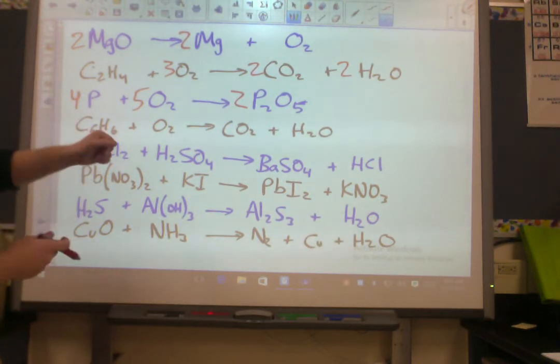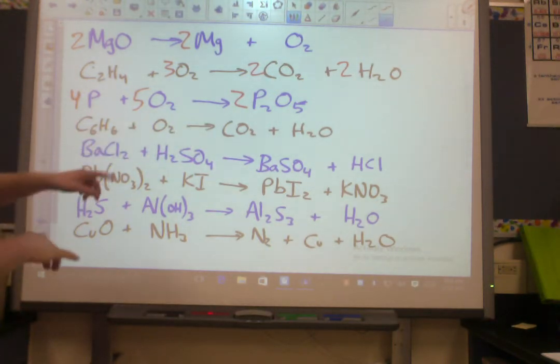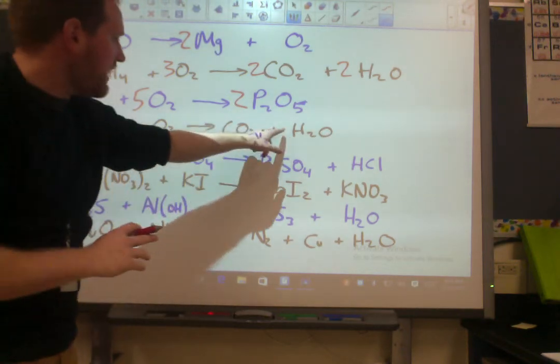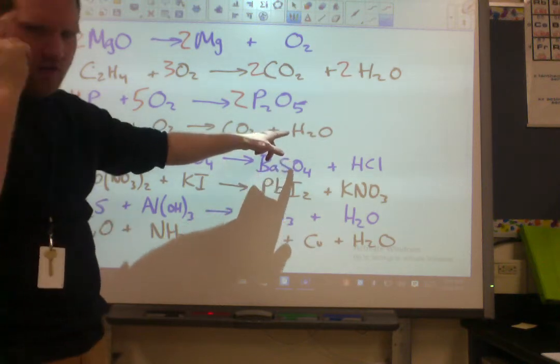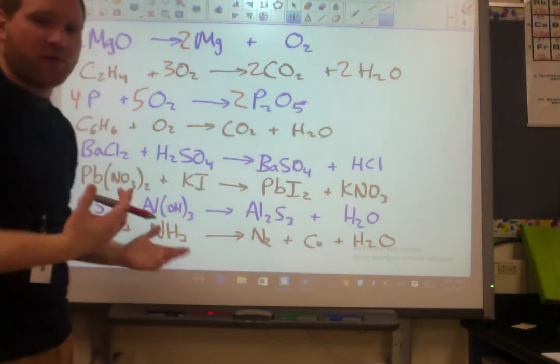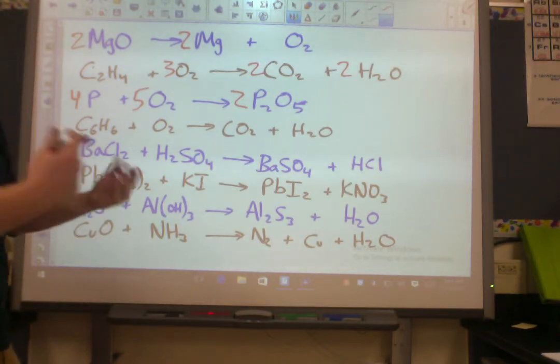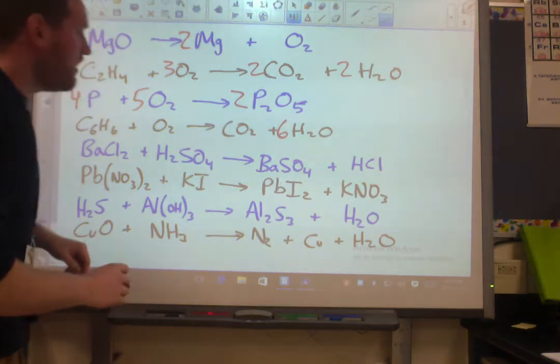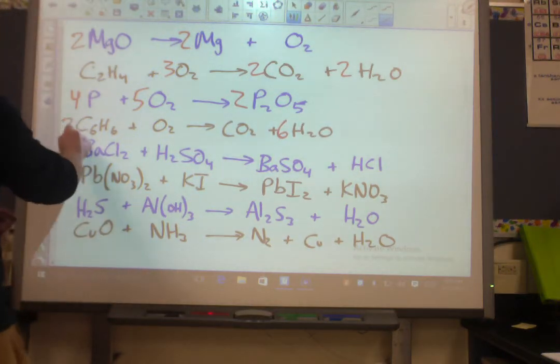Okay. For this next one, another combustion reaction, C6H6. Well, let's see, H6, H2. So I would put a 3 here, but already I'm thinking, if I put a 3 there, that's going to give me an odd number of O's, which is going to be a problem. So when in doubt, double everything. So instead of putting a 3 here, I'm going to put a 6 there. And instead of a 1, I'm going to put a 2.